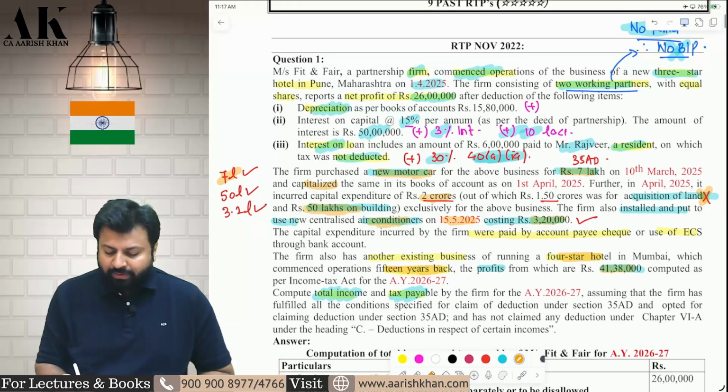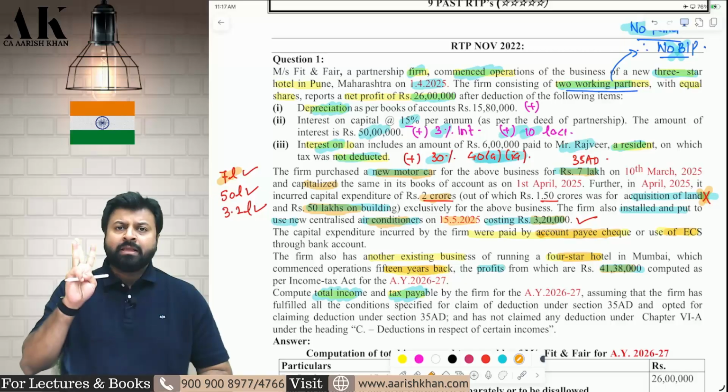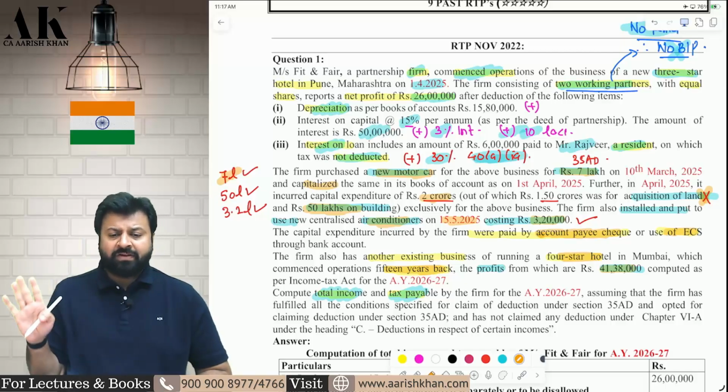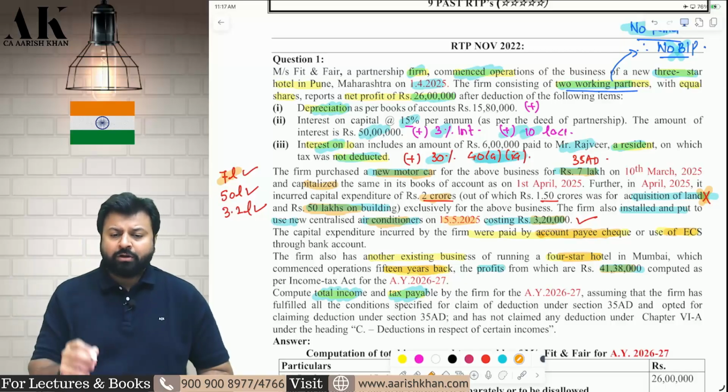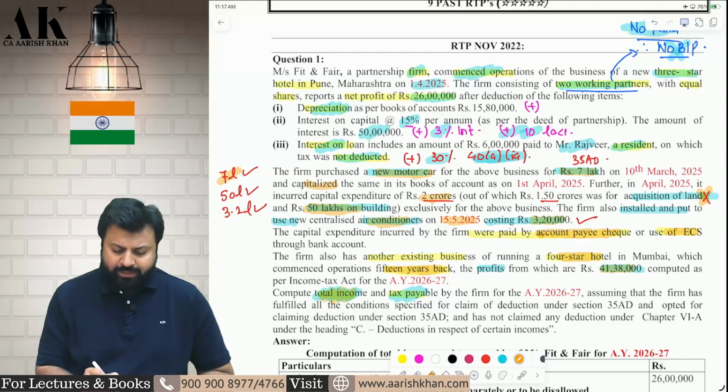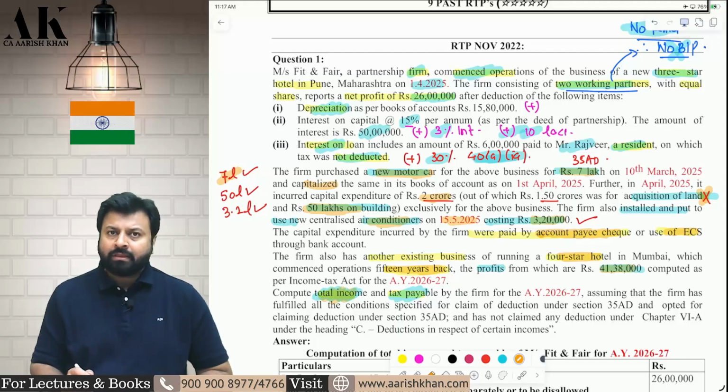One more item is given over here, that all the expenses were paid by account payee cheque. Yes, it is necessary to pay the expense by account payee cheque, account payee draft, ECS and such other electronic modes. Otherwise, 35AD deduction is not allowed. After doing all these things, you will get your total income. After that, you compute the tax. 30% tax, surcharge if applicable. If the income crosses 1 crore, apply surcharge also, and 4% cess.